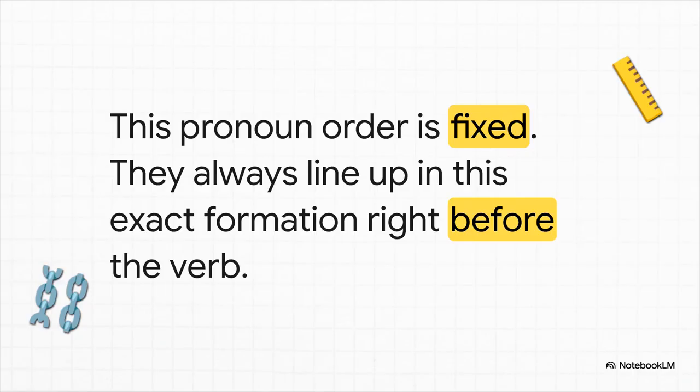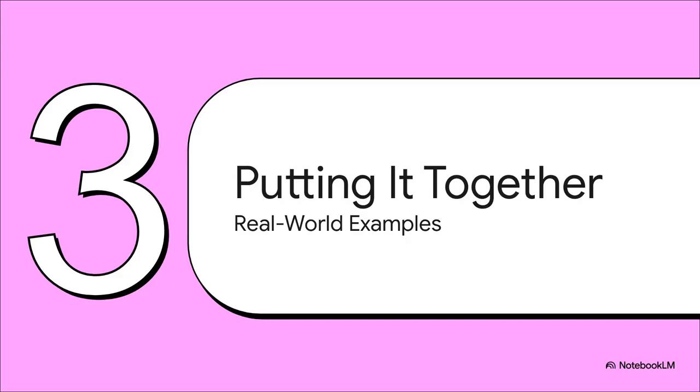And the most important thing to get is that this order is completely fixed. It's not a suggestion, it's a rule. They always line up in this exact order, right before the verb. Think of it like a blueprint. Once you have this blueprint, you can build any sentence you want. Section 3, putting the puzzle together. Okay, enough theory. We have the code, we have the blueprint. Let's actually use it and see how it works in the wild.